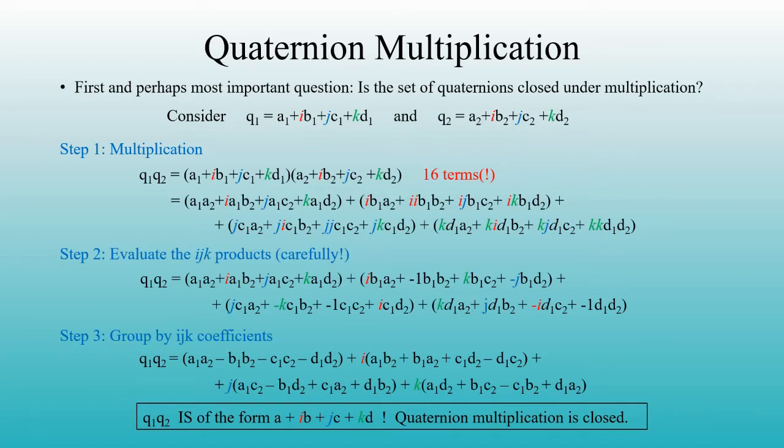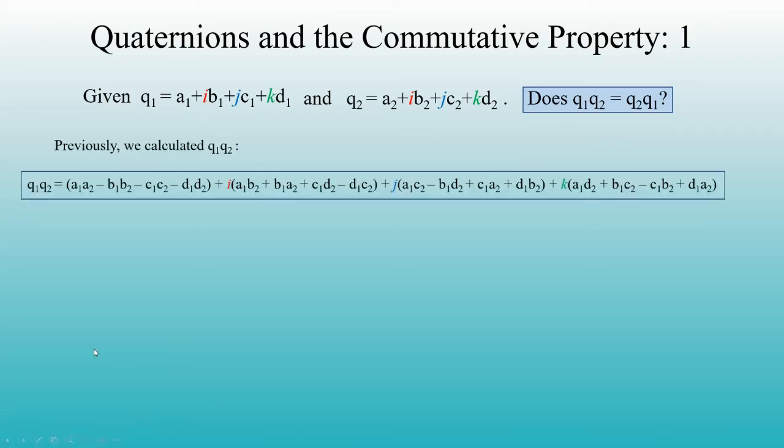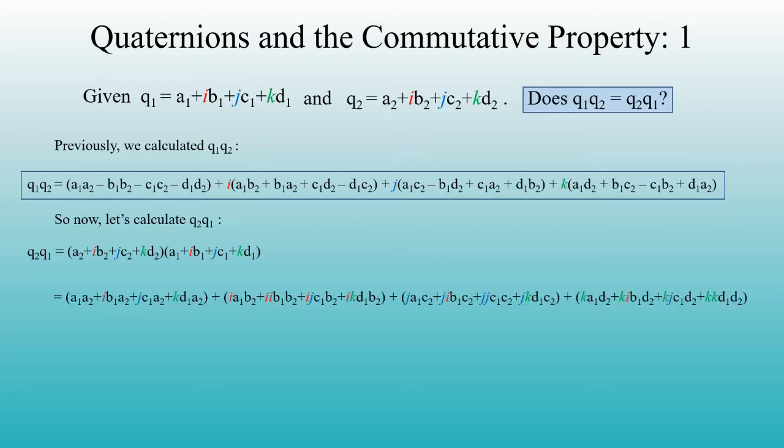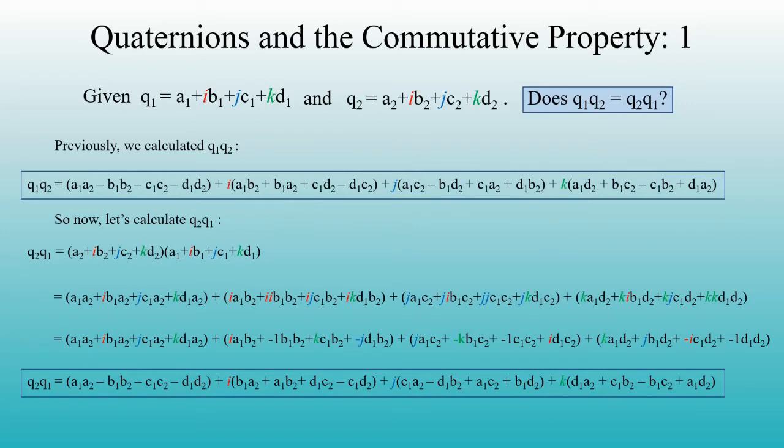Woohoo! So with that settled, the next question is, are quaternions commutative under multiplication? Watch carefully because this is where the first plot twist comes in. No need to reinvent stuff. I evaluated Q1 times Q2 on the previous page, so I can just copy and paste. Here it is. Now, let's calculate Q2 times Q1 and compare the results. After stating the problem, I perform the following 3 steps. First, I multiply out the terms. Second, I evaluate the ijk operators. And then third, I regroup the terms into the reals, the i's, the j's, and the k's.